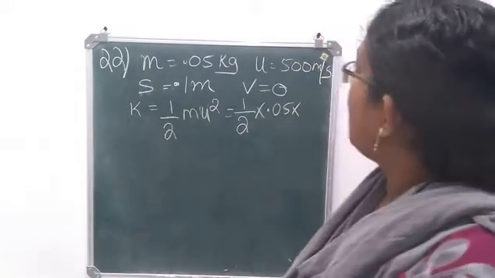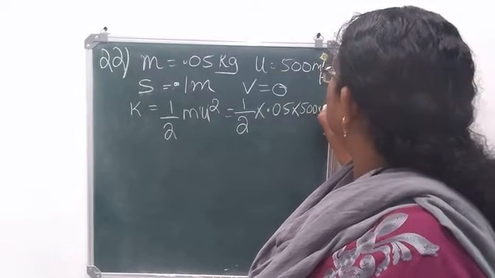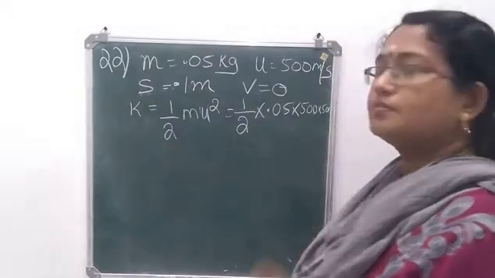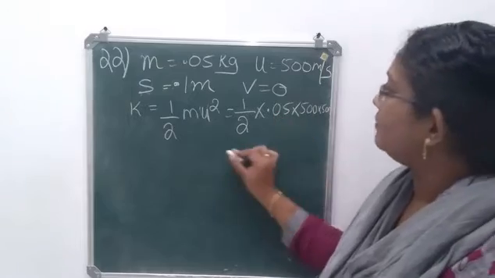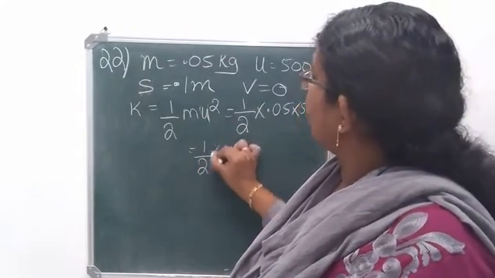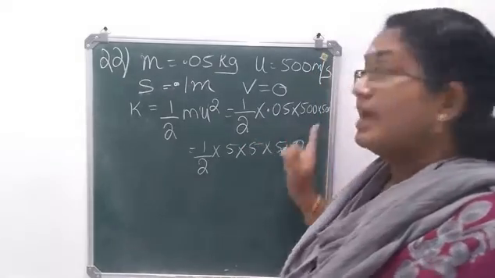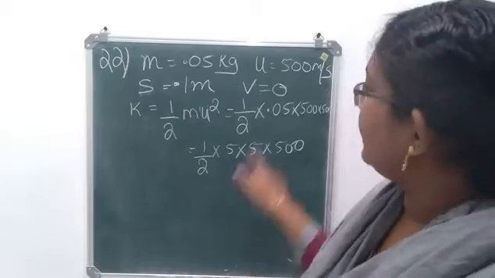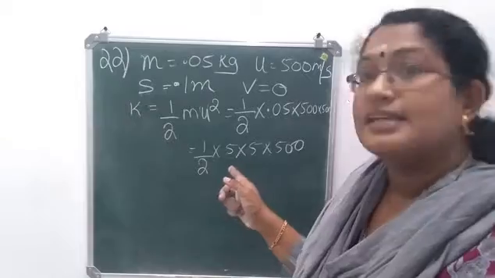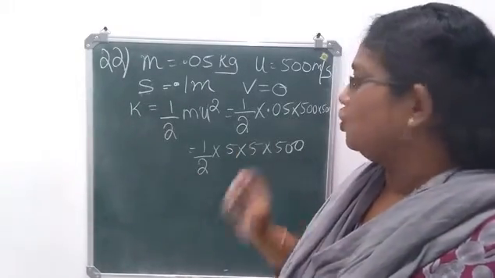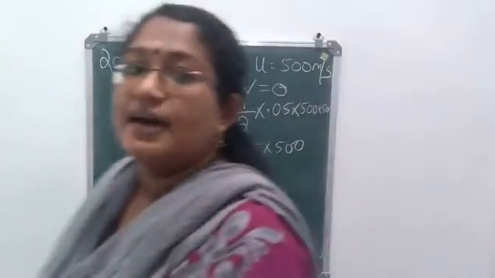0.05 into how much is the velocity? 500, isn't it? So 500 into 500. Now with these two zeros of this 500, I will remove the decimal. So it will come as half into 5 into 5 into 500. I took two zeros from the first 500 and then the 0.05 into 100. That means you will be getting it as 5. Now, 5 into 5. How much is 5 into 5? It is 25. 25 into 5.